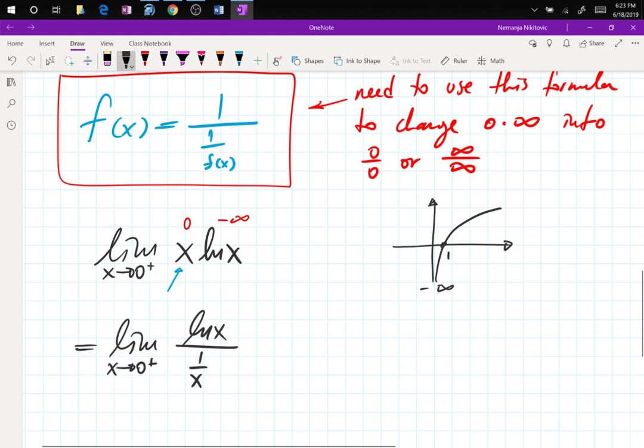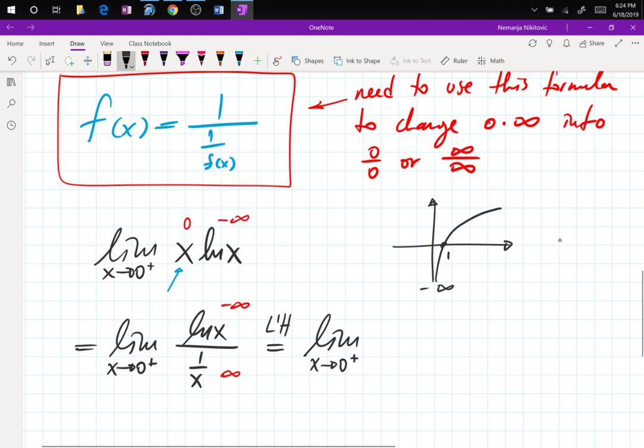So now when you try to plug in a value again, ln x, when you plug in 0, is negative infinity. And what is 1 over 0? Also infinity. It's undefined. And now you have infinity over infinity. So, hello, L'Hôpital. Negative infinity over infinity. So L'Hôpital: limit as x goes to 0 plus.